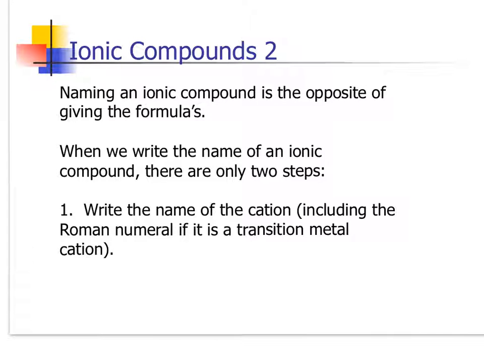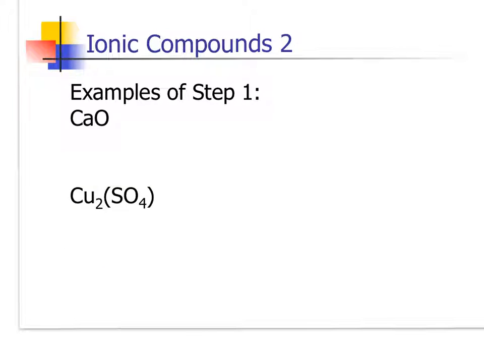Naming an ionic compound is the opposite. So we're going to use some of those things that we learned in the last half and look at going the reverse way. And the way we do it, again, is two steps. Step one is to write the name of the cation, including the Roman numeral if it's a transition metal, and if you're not sure, it's always a good idea to look. So what does that look like?